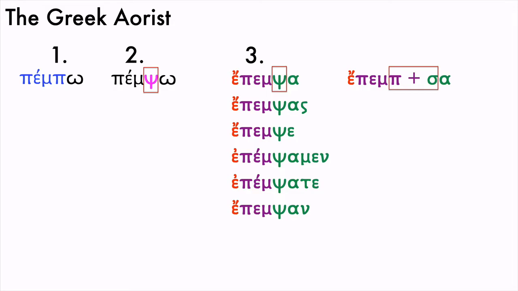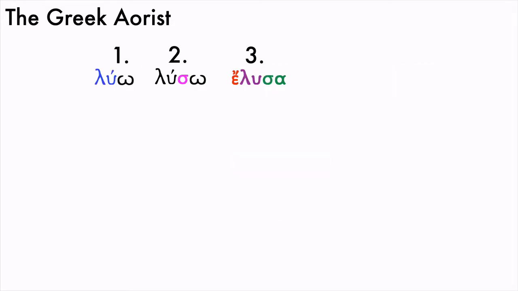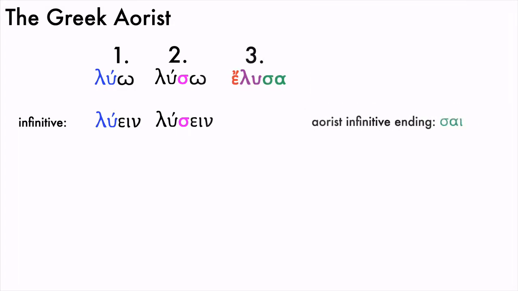So far, so good. Let's ask ourselves one more question. Here's our simplest verb again, luo. What about the infinitive? Well, for the present infinitive, the ending is just epsilon iota nu, luein. The future infinitive, which is exceedingly rare, is lusein. And I will tell you that the aorist infinitive ending is sai. Still has that sigma, still has that alpha.